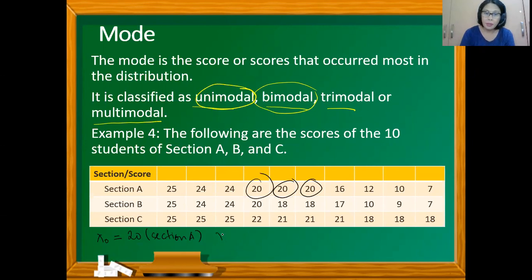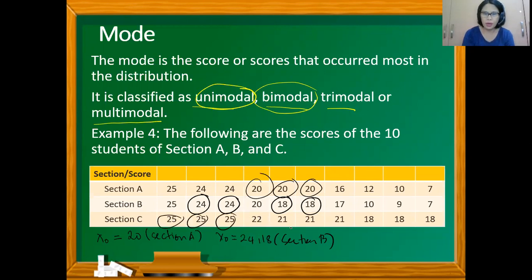Now, for the mode of section B, if you look at the values, there were two students who scored 24 and there were also two students who scored 18. So two is the highest frequency. We'll come up with two modes here, 24 and 18, for section B. And this is bimodal.